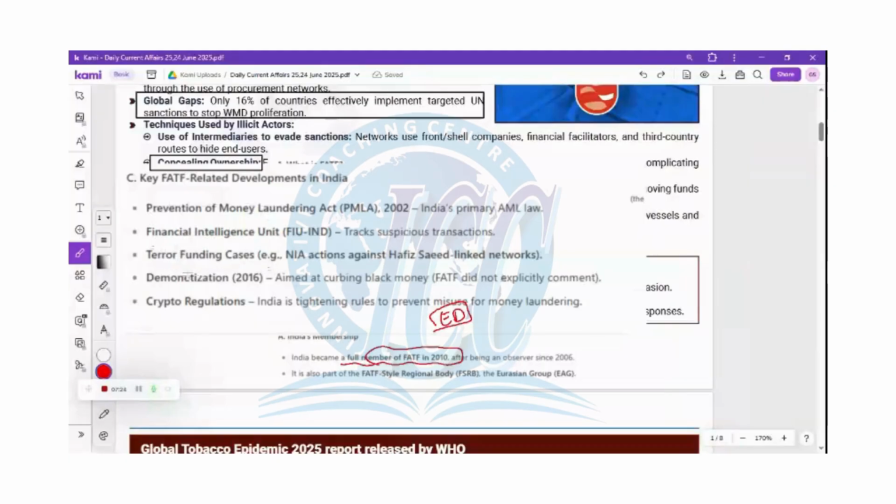Then demonetization that we did in November 2016. All right, then crypto regulations. See, remember, crypto as such in India is not illegal. All right, because it is running on blockchain technology, and the government wants to enable the development of this technology. But nevertheless, the profit that you get out of cryptocurrencies like bitcoins, for that you need to pay capital gains tax. So India is tightening the regulations to prevent misuse for money laundering in this.